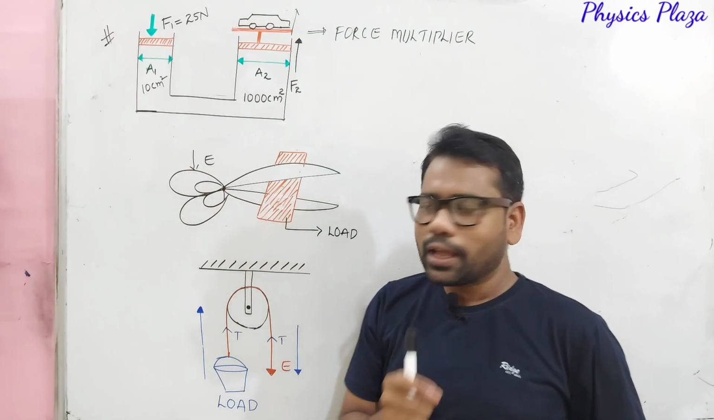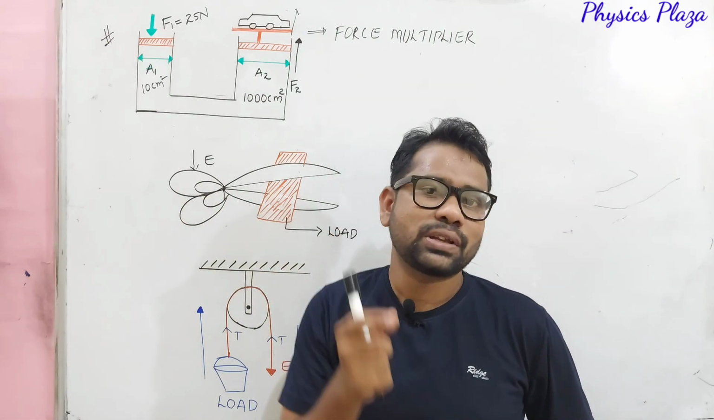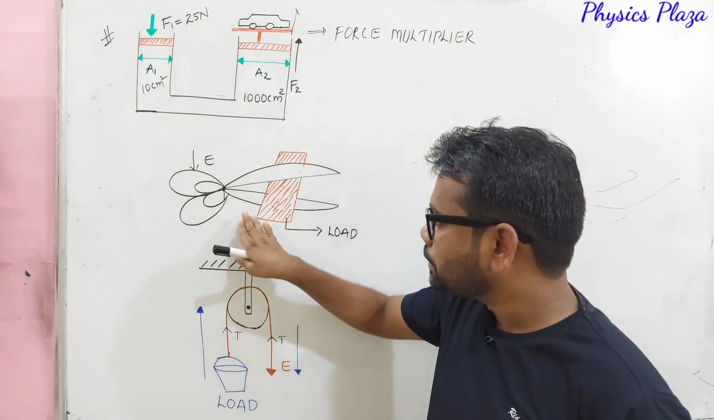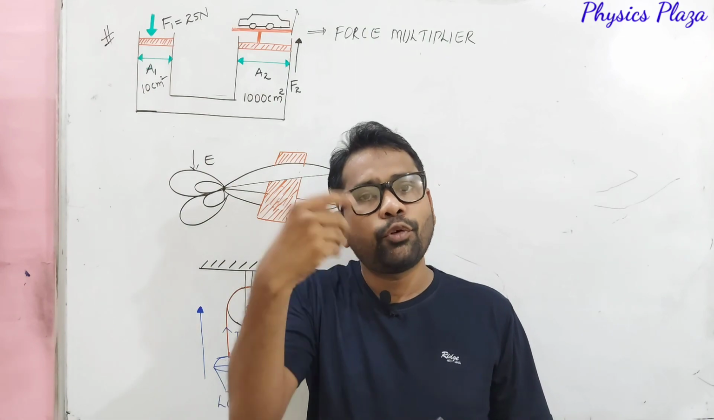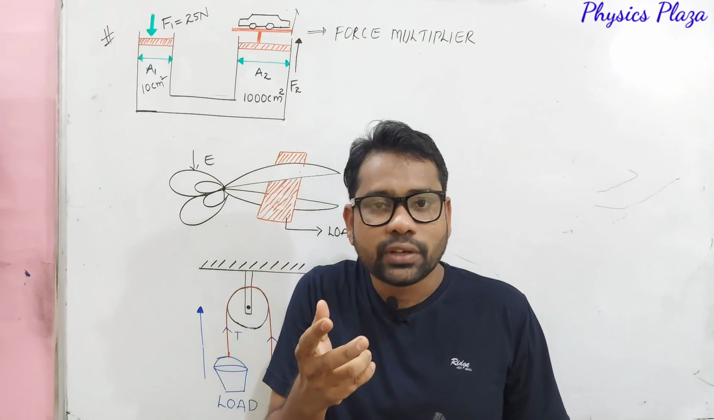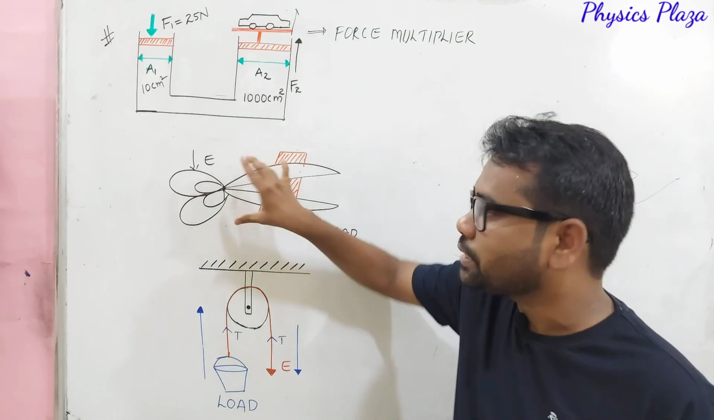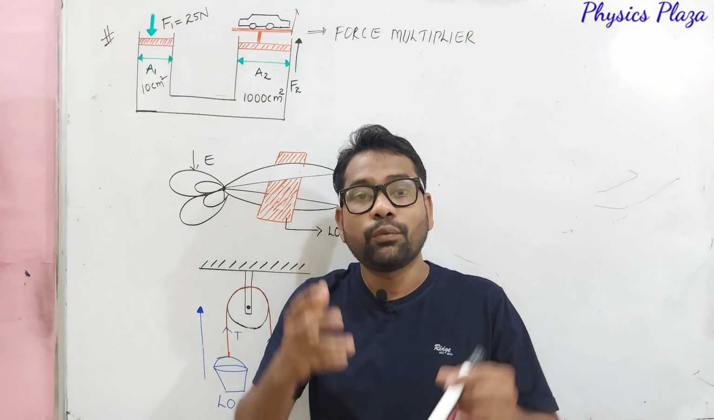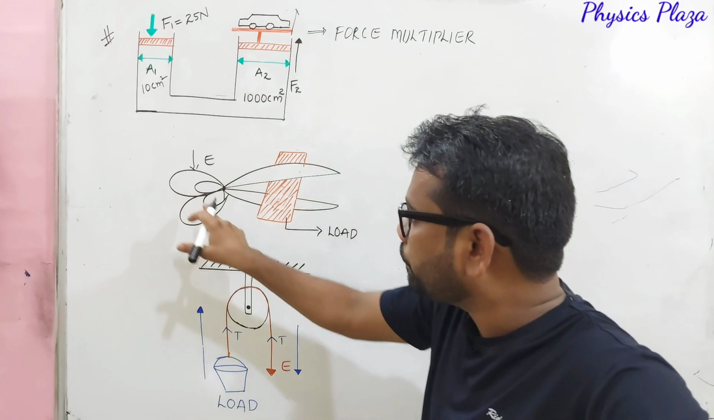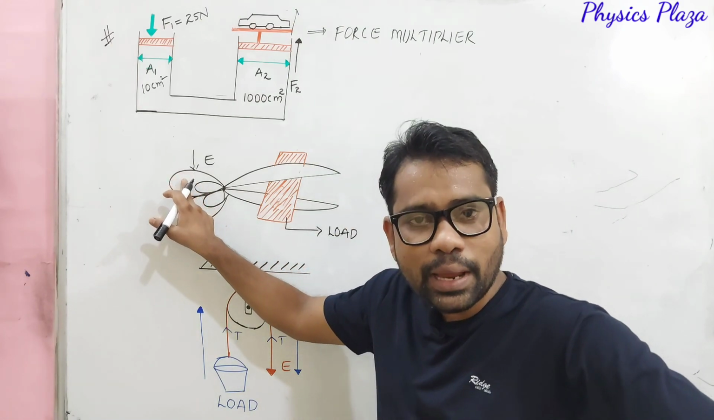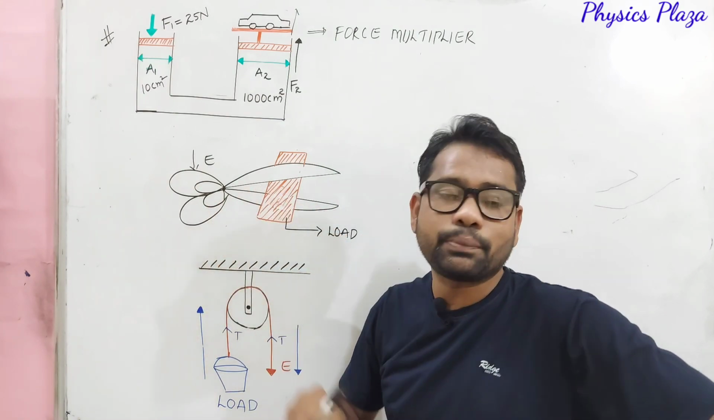But dear children, compared with the effort, the load is very light, very small, which means this machine is not utilized as a force multiplier. Force multiplier means the load should be heavy, but here the load is very light. So this scissor is not used as a force multiplier. Then what is its purpose? It's very important, so try to understand here. When you apply the effort at this point, what will happen? Here the blades will move longer than the effort. Very important.